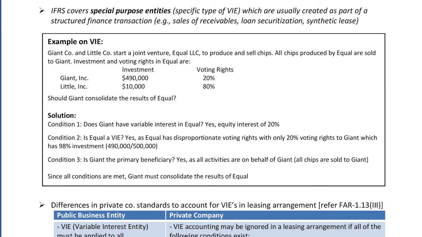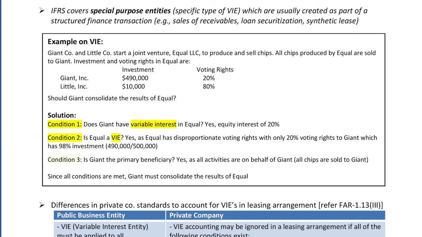So we're looking at highlight condition 1. Does Giant have highlight variable interest in Equal? Yes, Giant has a 20% equity stake in Equal. So that's a variable interest. Next, highlight condition 2. We're looking at is Equal, the joint venture, a highlight VIE or a variable interest entity? Yes, as Equal has disproportionate voting rights with only 20% voting rights to Giant, which has 98% investment, $490,000 out of $500,000 equity. So condition 1 is yes, condition 2 is yes.